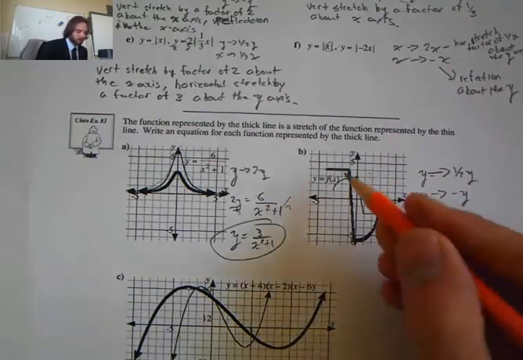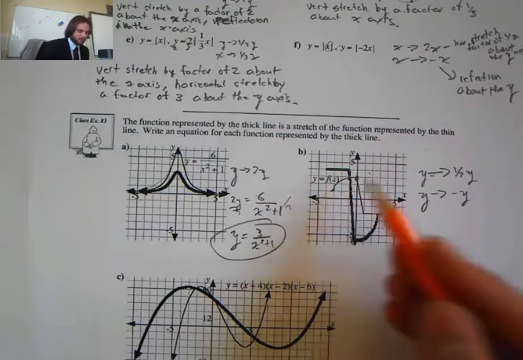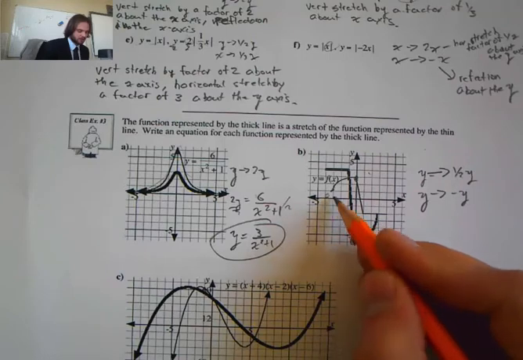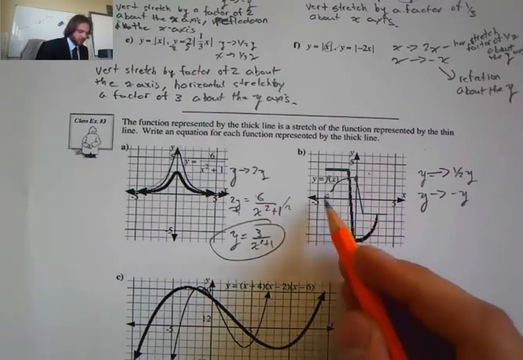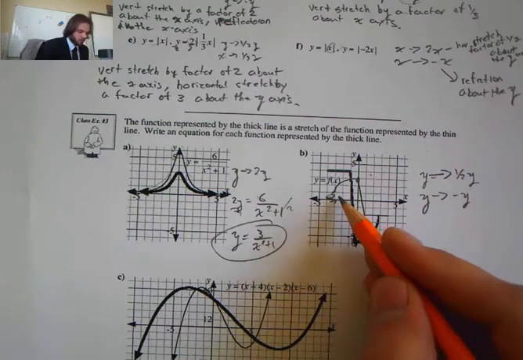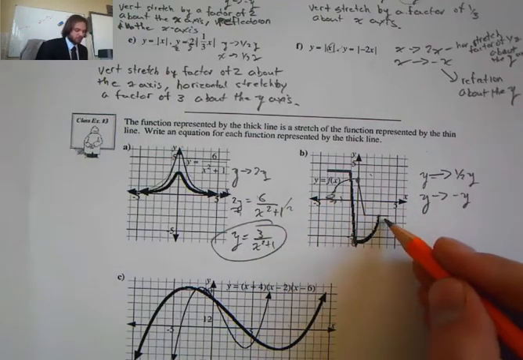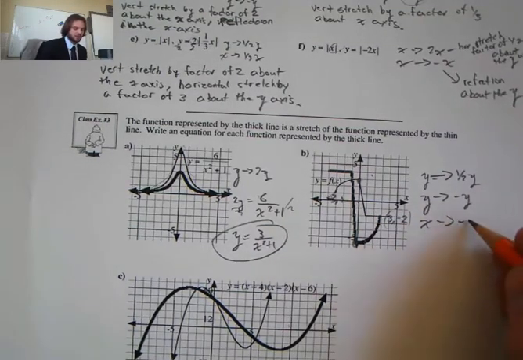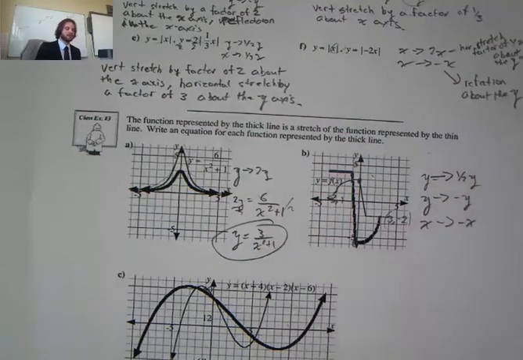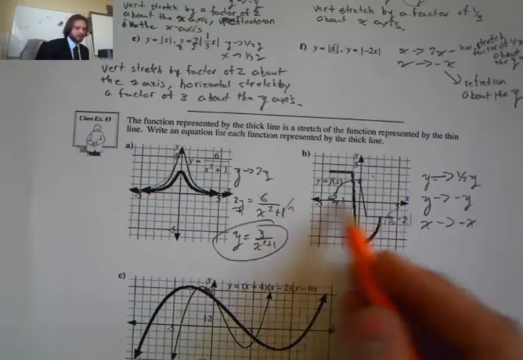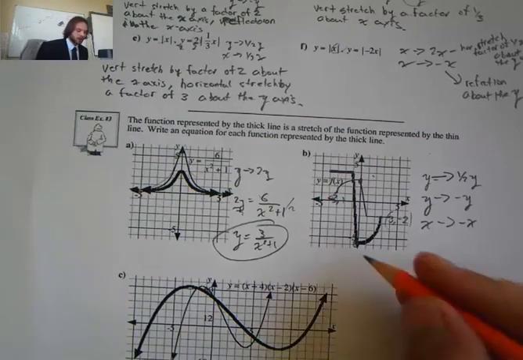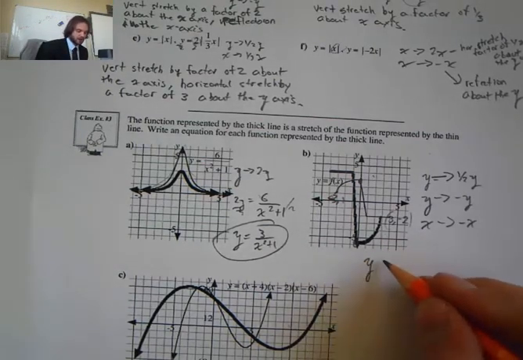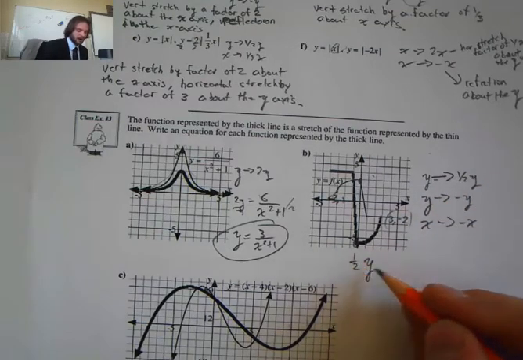Okay? What else happened with my x's? Well, this here, let's take a look at this point. This point is negative 3, comma 1. And this point here is, well, 3, comma negative 2. So my x's have switched from negative to positive. So x went to negative x. And that is it. These are my three things that happen. Okay? So we have a reflection in the y-axis, we have a reflection in the x-axis, and we have a vertical stretch.